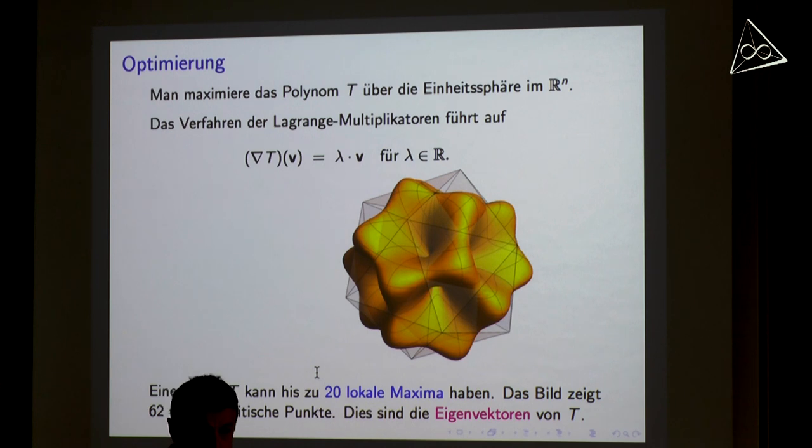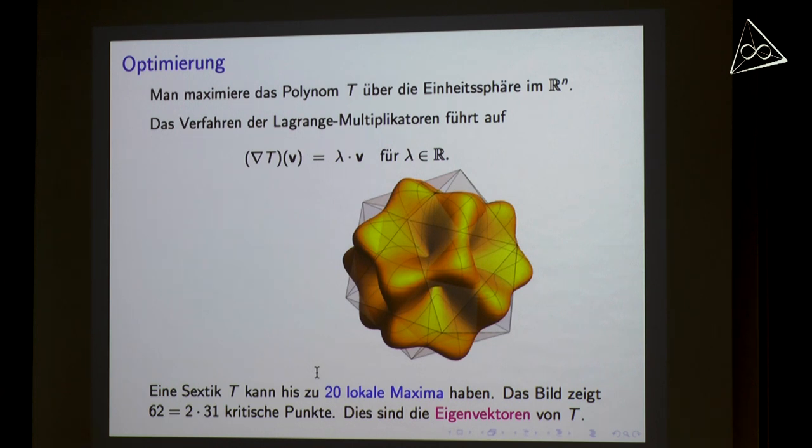So there's one constraint, so there's only one Lagrange multiplier lambda. And then you write down the critical condition, and the critical condition looks like this. You look at the gradient of t evaluated at some point v, and you want it to be equal to the Lagrange multiplier lambda times the gradient of the sum of squares. So this is the equation. So the eigenvector equation is exactly the Lagrange multiplier equation for maximizing your homogeneous polynomial on the sphere. So here we have an example.